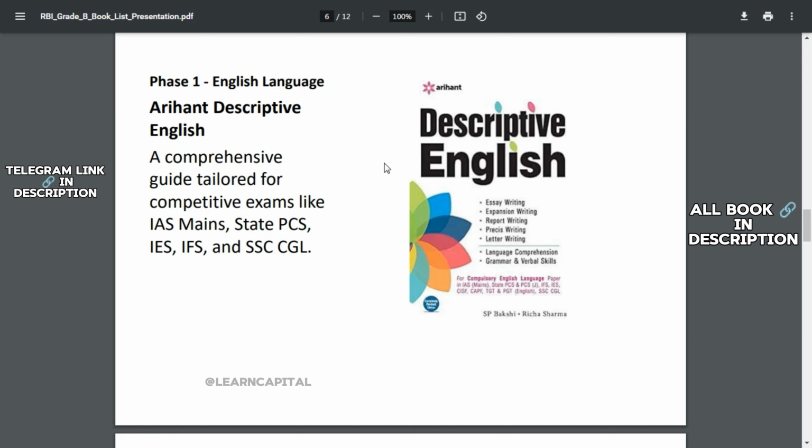I recommend SP Bakshi. I think you can take this book also, which covers essay writing, expansion writing, report writing, error detection, etc. It is for competitive exams like IAS mains, state mains, so it might help you.